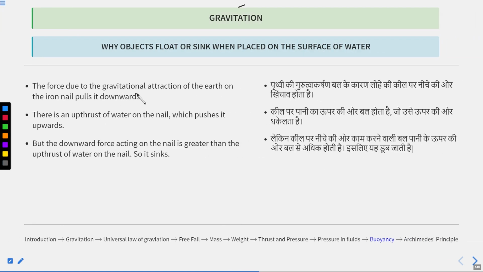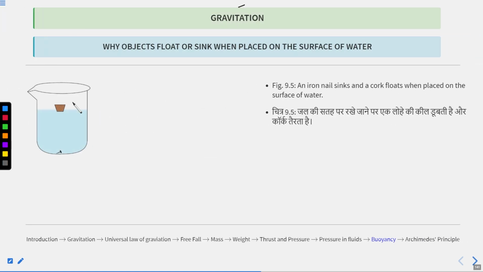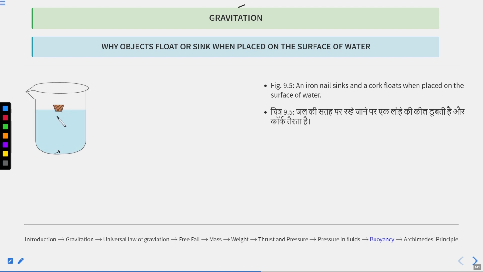The force due to gravitational attraction of the earth on the iron nail pulls it downward. The upthrust of the water on the nail is pushing it upward, but the downward force is very, very much greater than that upward force, so the nail sinks. Okay, is it clear why the nail sinks? But when you place a cork, it starts floating on the surface of the water. It floats, but the nail sinks. And why does the nail sink and the cork float?